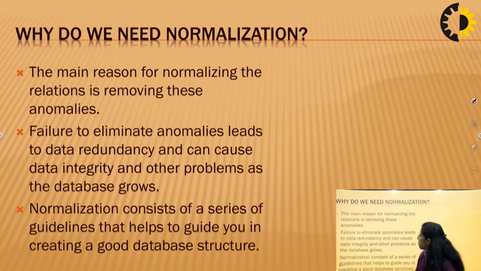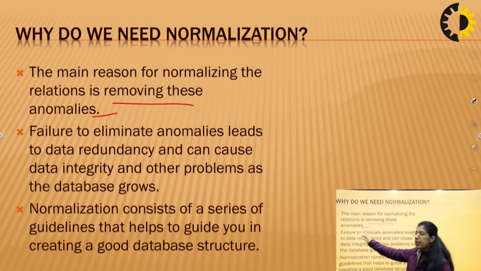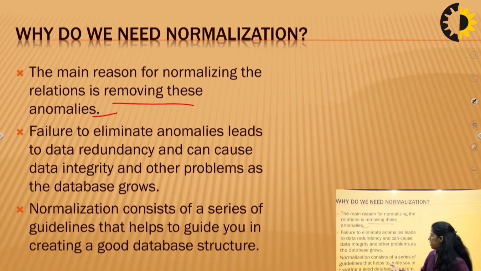Why do we need this? The main reason is removing the anomalies. The most important characteristic for any database is to not have any kind of anomaly, whether it is insertion, updation, or deletion. Failure to eliminate anomalies leads to data redundancy and can cause data integrity and other problems as the database grows. Normalization consists of a series of guidelines that help guide you in creating a good database structure.